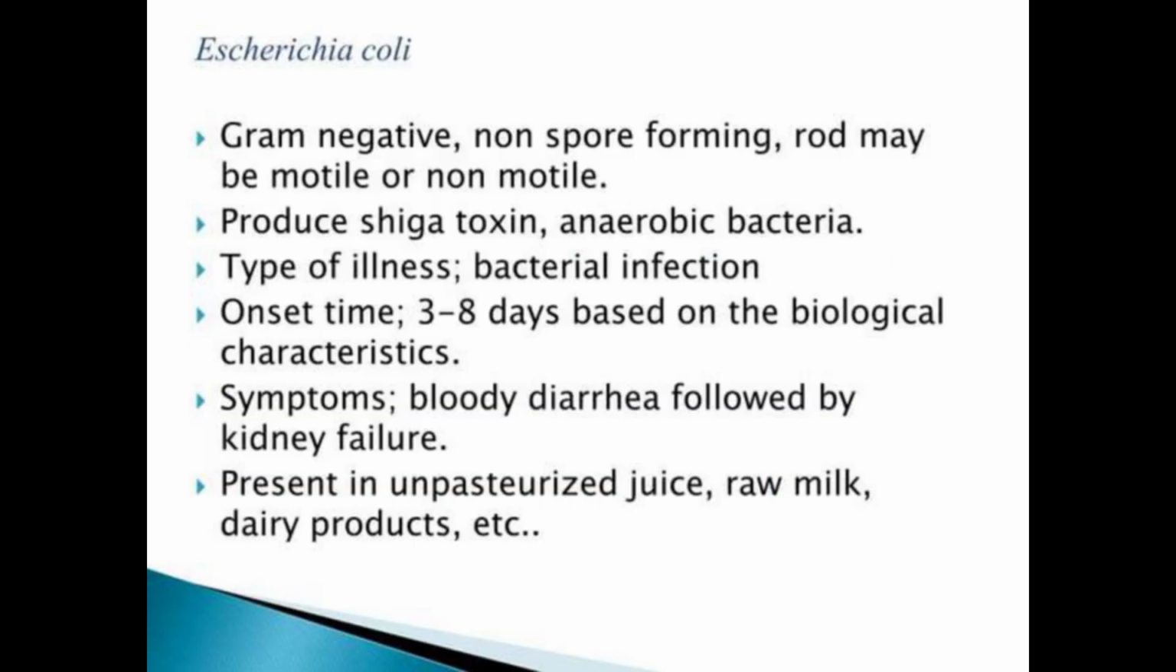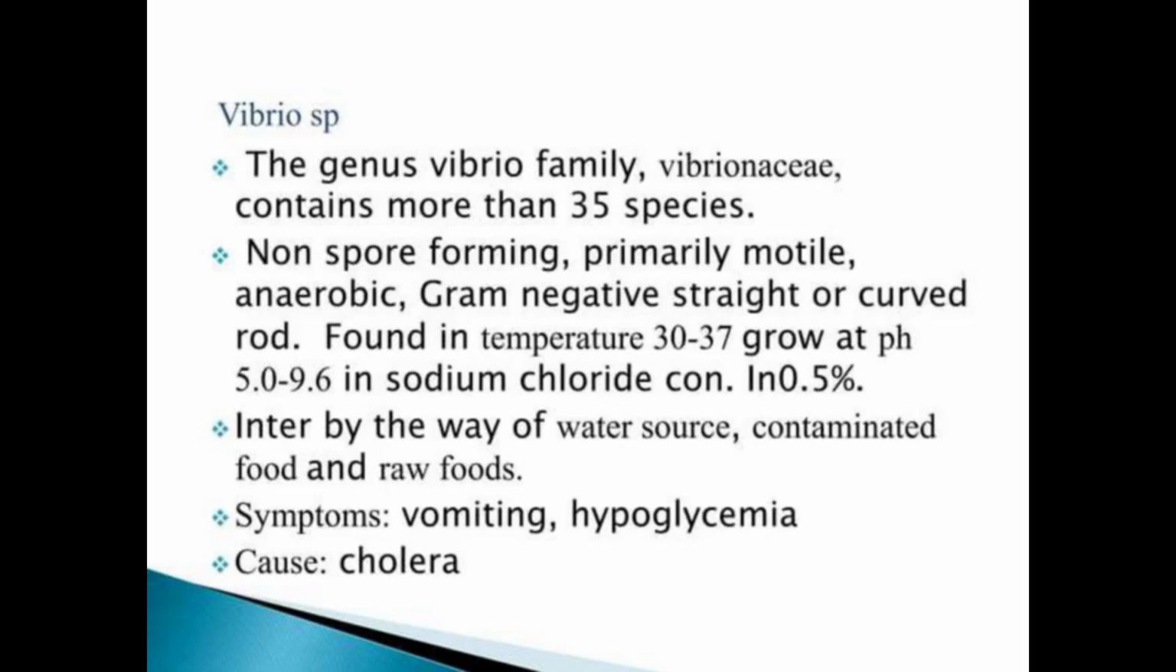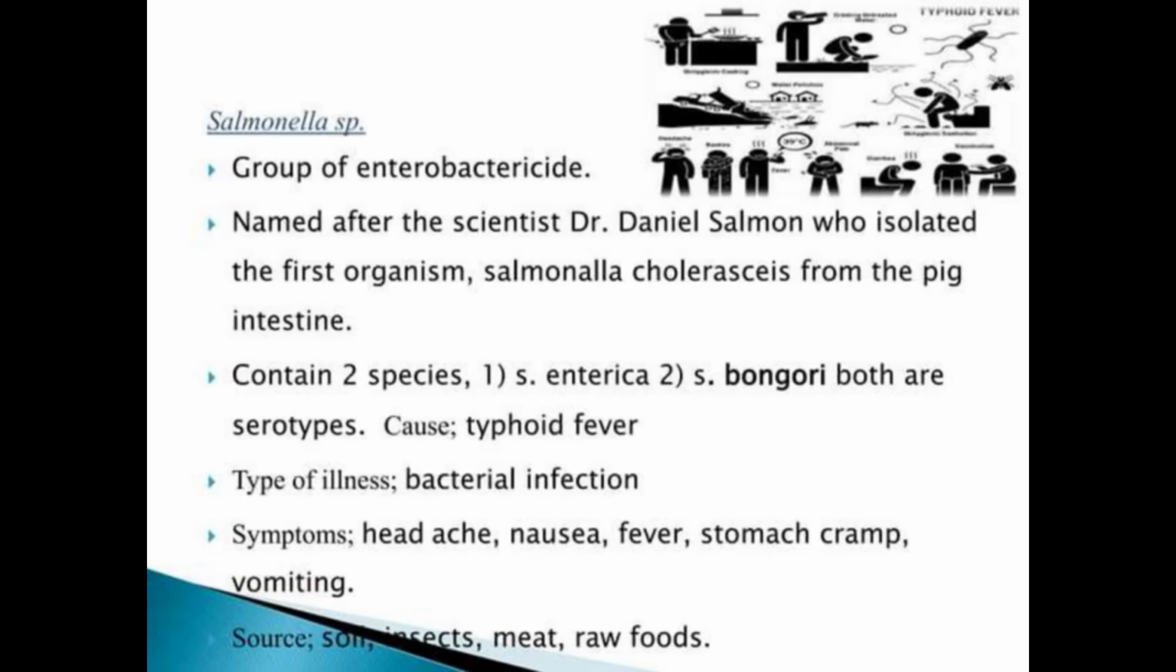And E. coli is gram-negative and non-spore forming, with an incubation of 3 to 8 days, based on the biological characters. Symptoms will be bloody diarrhea, and it can be consumed through unpasteurized dairy products. It can be classified into 6 groups according to the pathogenic mechanism, based on the CDC investigation. And you all know Vibrio cholerae. It has nearly 35 species, can grow at 30 to 37 degrees, and causes vomiting and diarrhea. Then salmonella, you know about Salmonella typhi and Salmonella paratyphi, which cause enteric diseases.